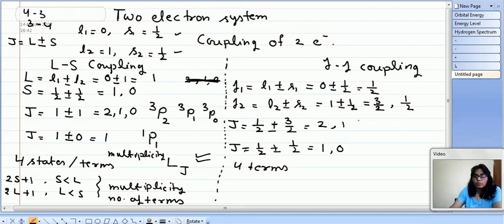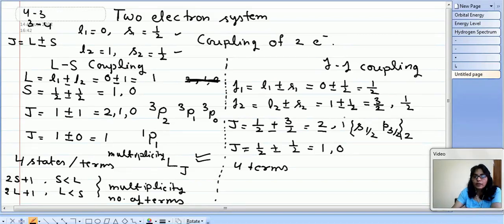So now let us write the notation for this. Here the notation for the J equal to 2 term is written as, first, the value of L1. L1 is 0, which means S state, and then the value of J1, which is half. So S half, and then the value of L2. L2 is 1, which means P state, and then the value of J2, which is 3 by 2. And on the outer side is the value of capital J, 2. So this state is S half, P 3 by 2, 2.